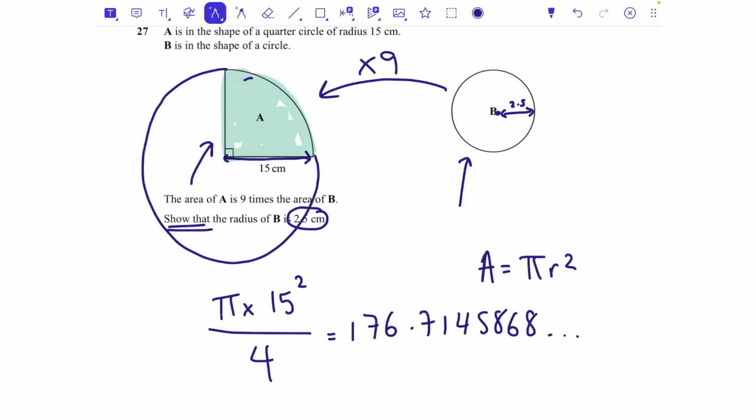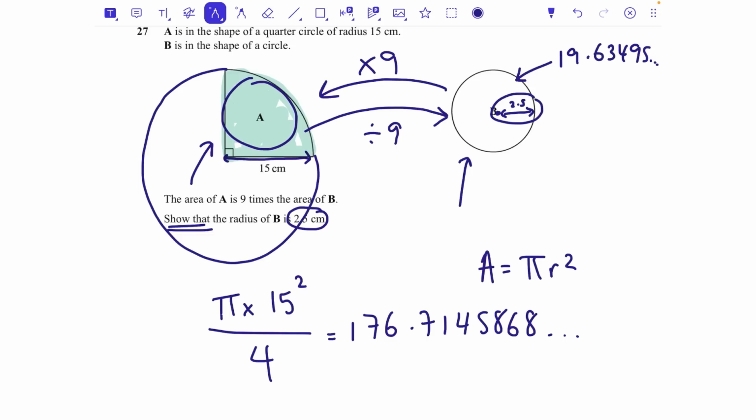Now that area is given there, but if I want now to get to the area of this circle, I need to divide that by 9 because it said that the quarter circle was 9 times bigger. So if we're going the other way, we're going to divide by 9. That means the area of this circle is 19.63495, but I want to know what the radius is.